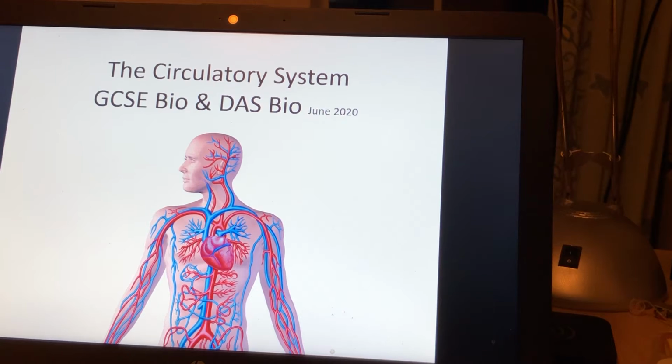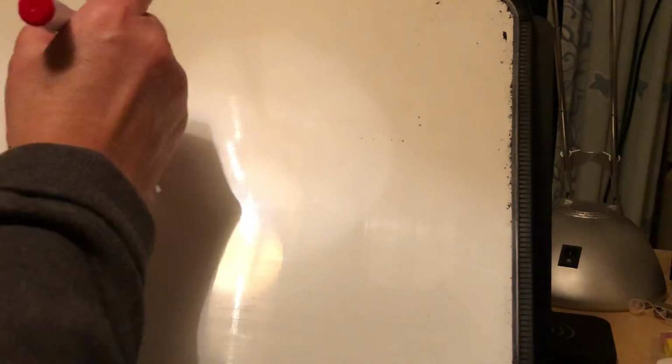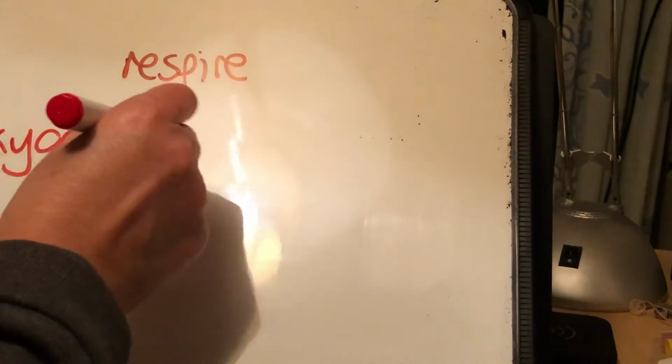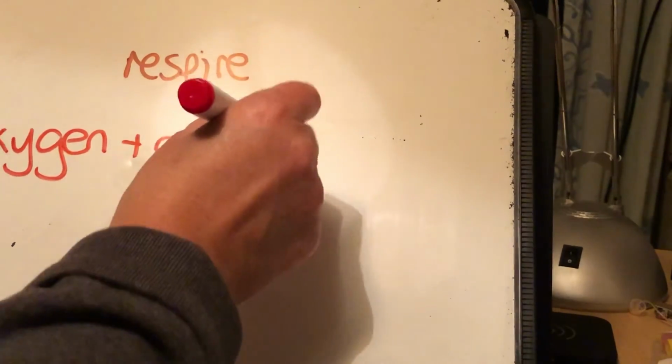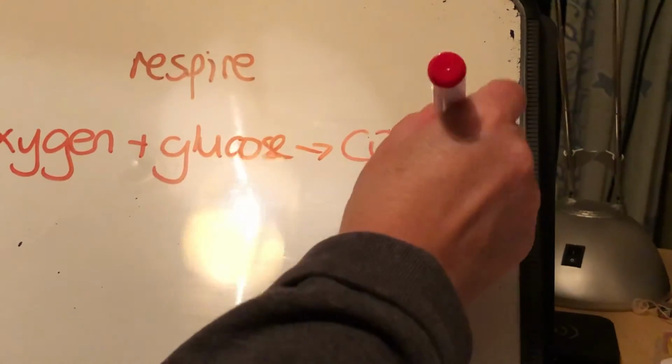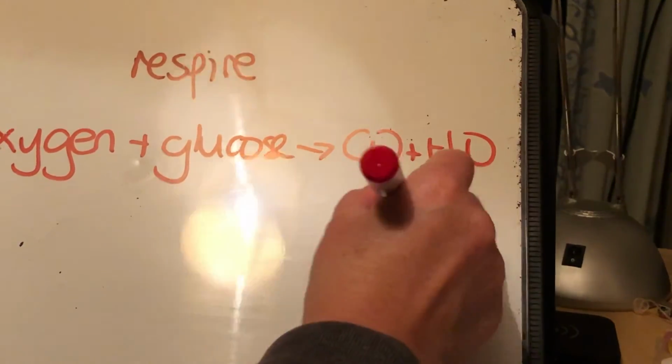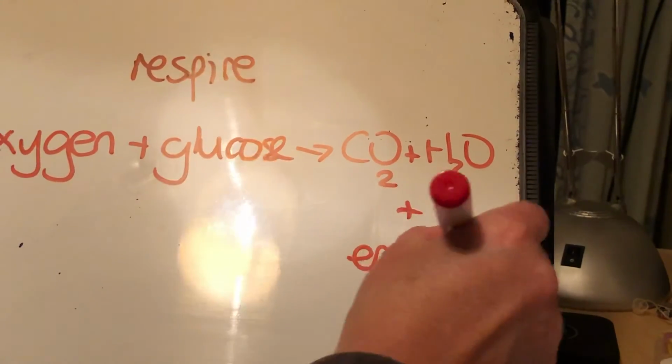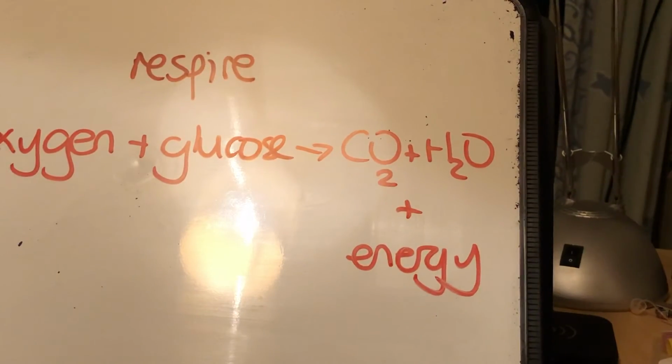Why do we need to have blood? Well, blood is there to transport things. So if we think about what every cell needs to be able to respire, for respiration we need to have oxygen and glucose. And we make, and run out of space, carbon dioxide and water, and obviously energy.